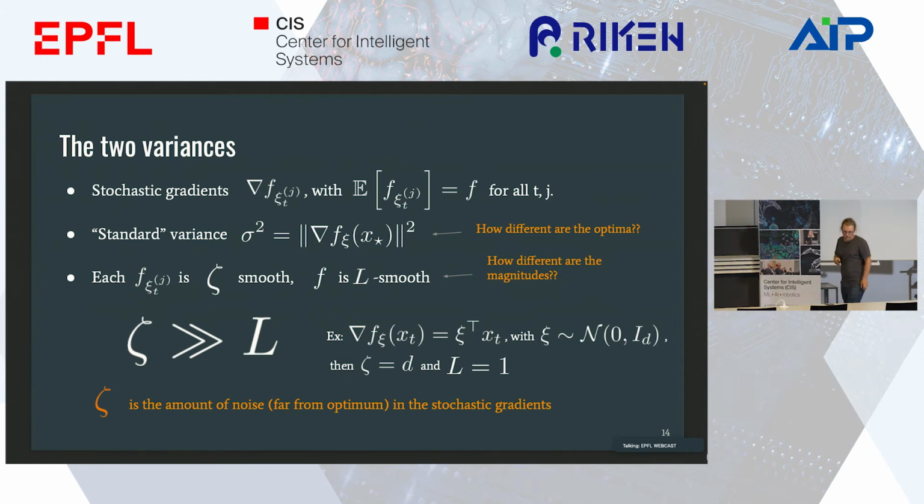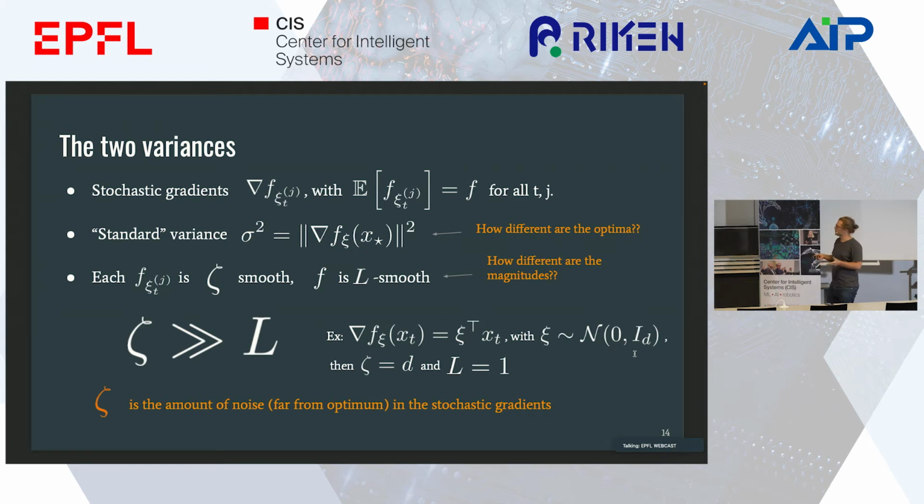And now I just introduce some new notion, which is how we compute the variance. We make an assumption that the stochastic gradients are gradients of stochastic functions. Like you sample the function f xi, and you take gradients of these functions f xi. So the standard notion of variance, sigma squared here, will be the norm of the individual stochastic gradients at the global optimum.